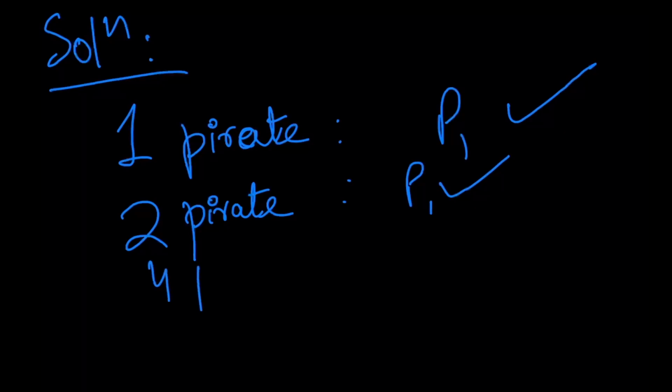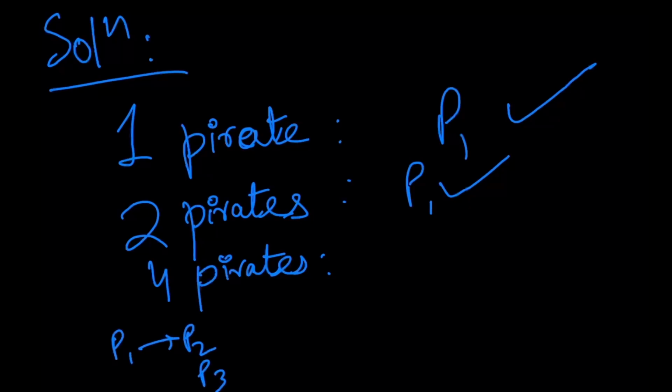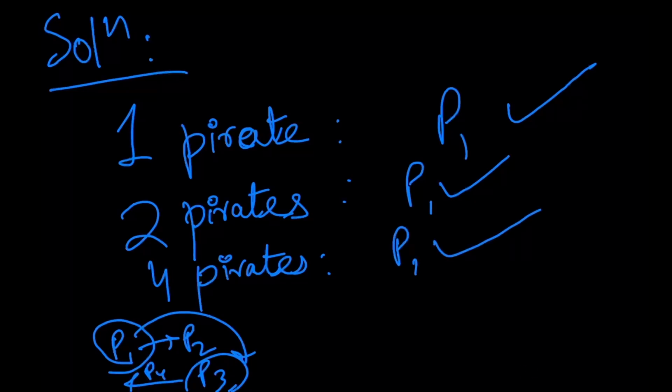And what happens in the case of four pirates? By this time, I think you guys have started to come up with at least a guess for what the answer is. So in the case of four pirates, pirate 1 kills pirate 2, and then pirate 3 kills pirate 4. And then there's only pirate 1 and pirate 3 left. So pirate 1 kills pirate 3 in the next round. So what happens is pirate 1 again is the only one surviving.